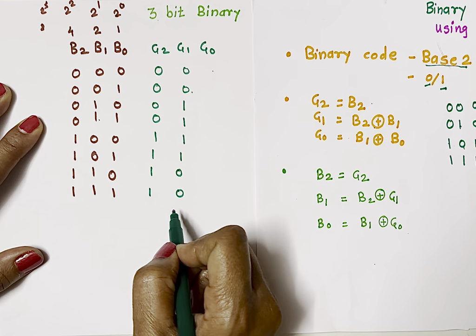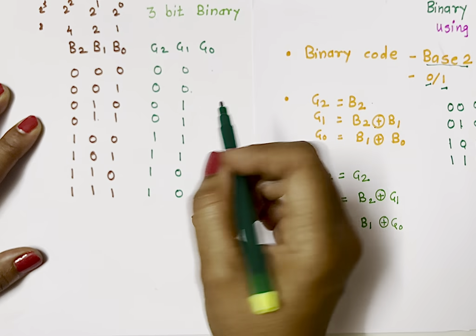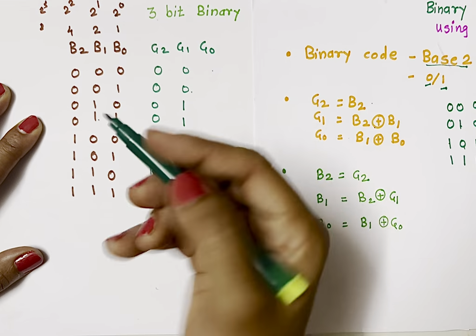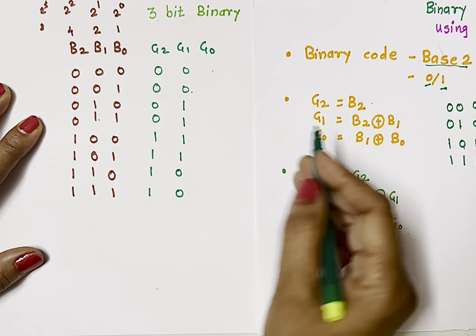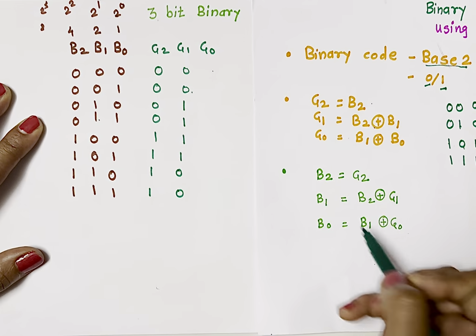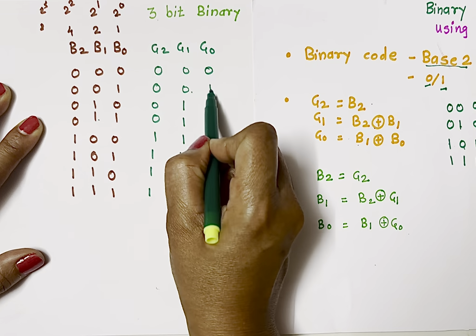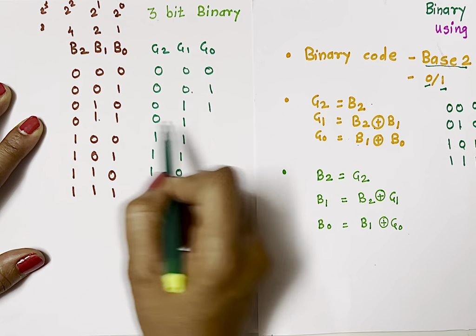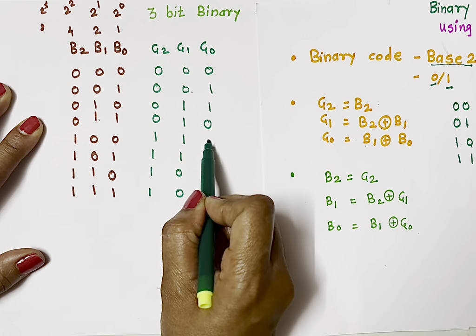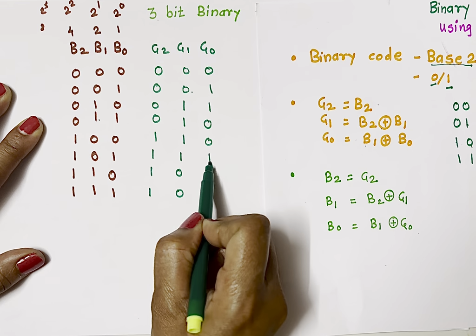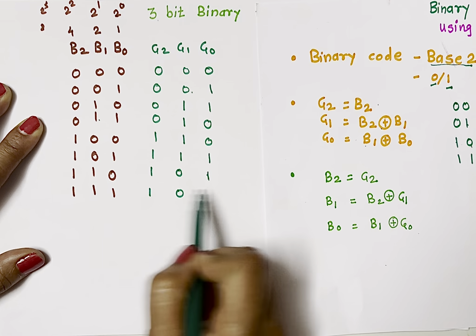Truth table of XOR gate is: when both inputs are the same, 0 0 or 1 1, then output is 0, else output is 1. Then G0 is B1 XOR B0. So 0 XOR 0 is 0, 0 XOR 0 is 0, 0 XOR 1 is 1, 1 XOR 0 is 1, and so on: 0 0 is 0, 0 1 is 1, 1 0 is 1 and 1 1 is 0.